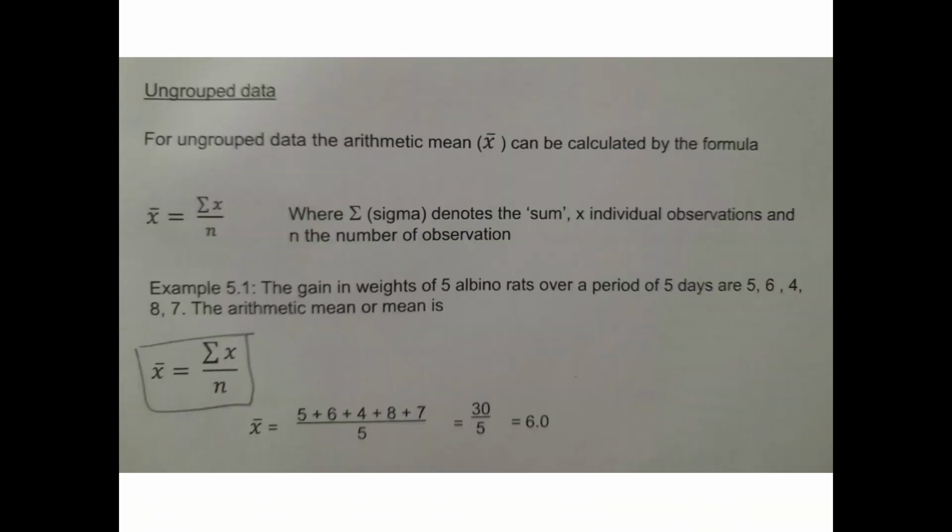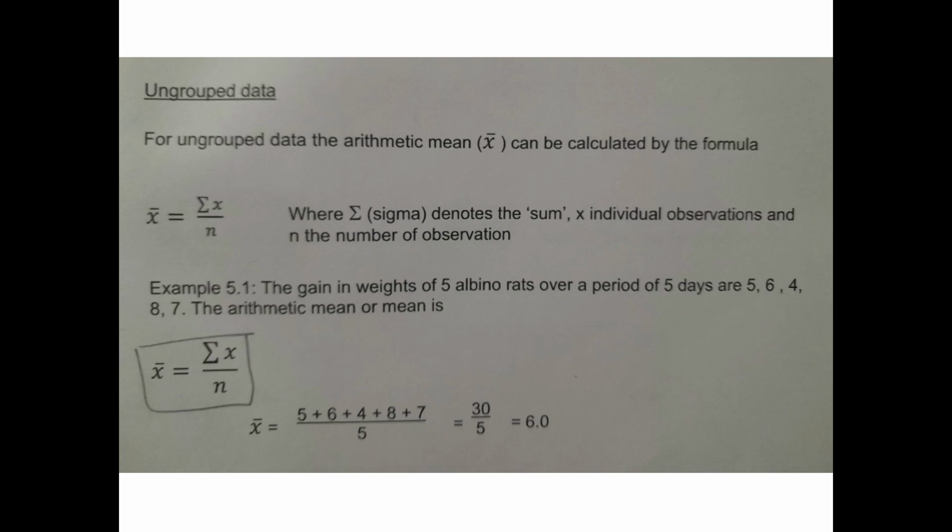For ungrouped data, the formula is x bar is equal to sigma x by n. As I already told, sigma denotes the sum, x denotes the individual observations and n denotes the number of observations. For example, the gain in weight of 5 albino rats over a period of 5 days are 5, 6, 4, 8, 7. So these are the individual observations.